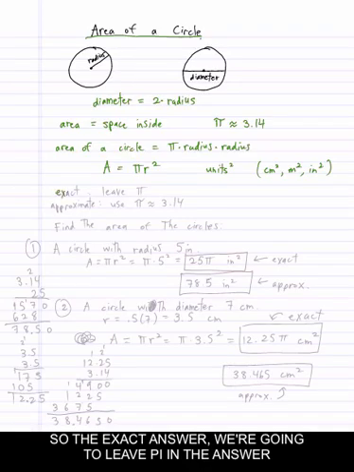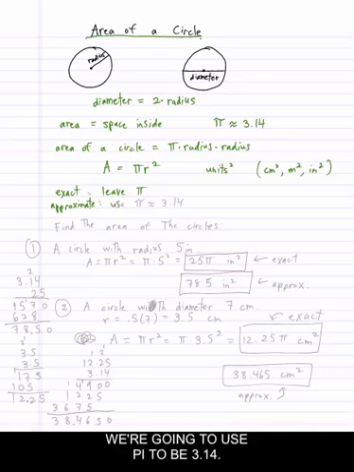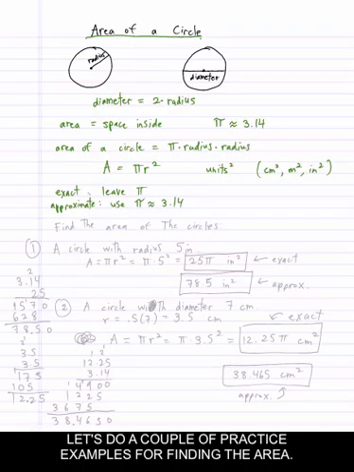So for the exact answer, we're going to leave pi in the answer. And for the approximate answer, we're going to use pi to be 3.14. Let's do a couple of practice examples for finding the area.